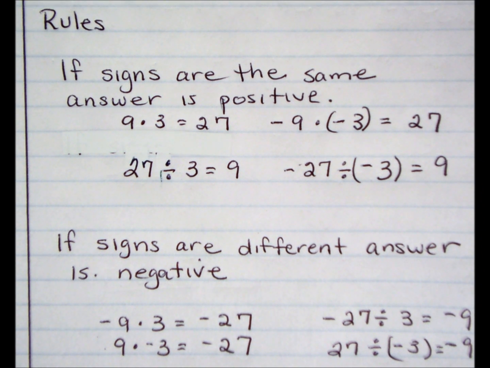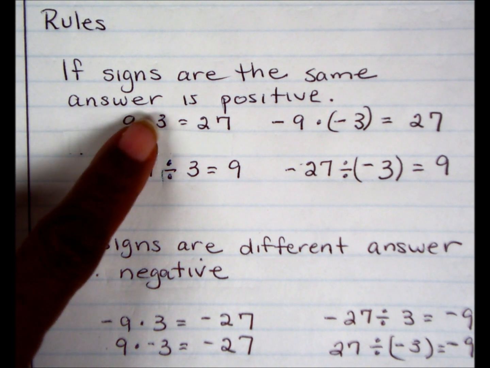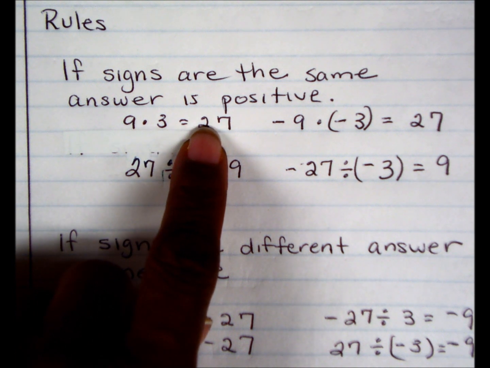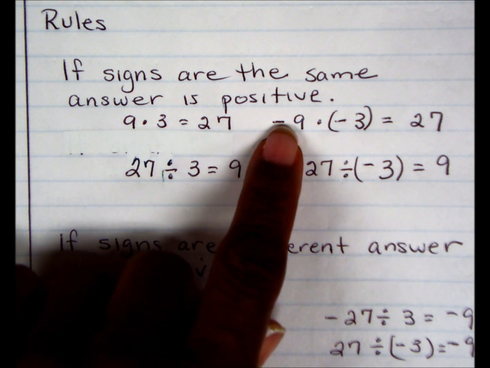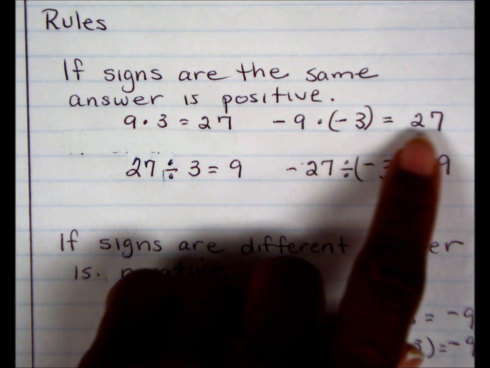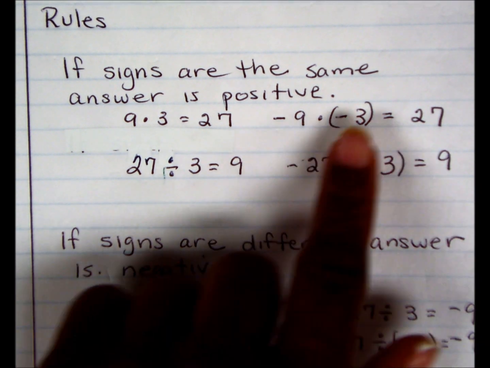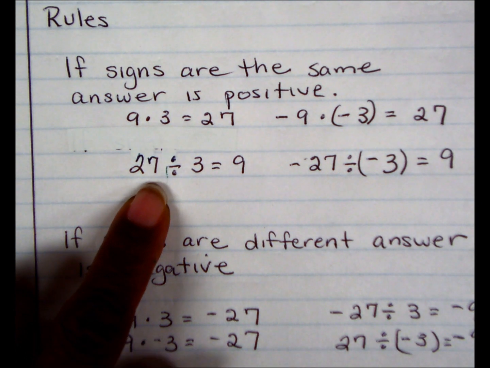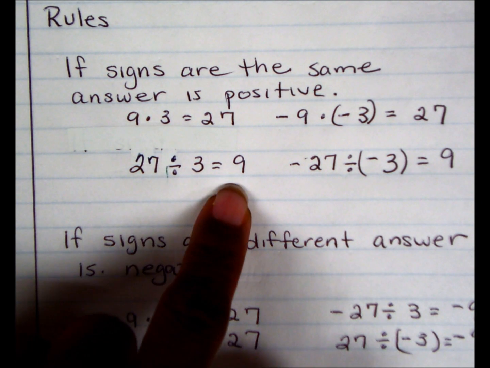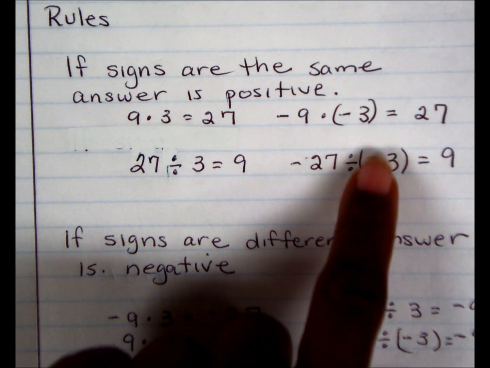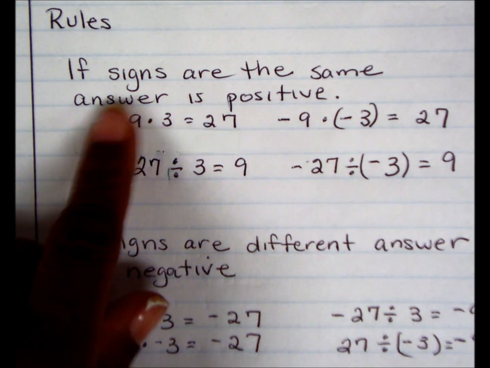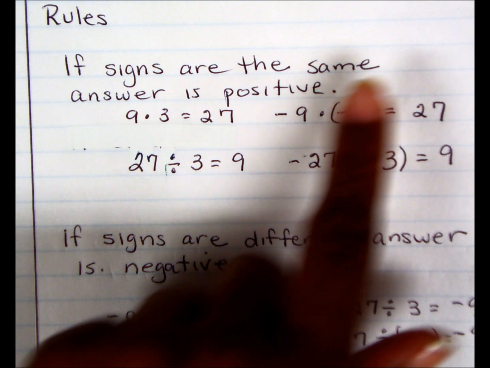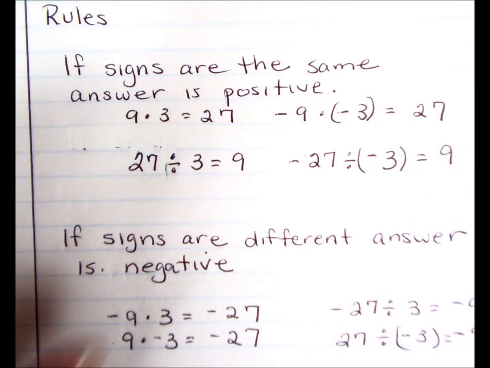Here's the rule. If the signs are the same, the answer is positive. So positive 9 times positive 3 is equal to positive 27. And negative 9 times negative 3 is positive 27. Because the signs are the same, the answer is positive. The same thing happens in division. 27 divided by 3 is equal to 9. Negative 27 divided by negative 3 is equal to 9. If the signs are the same, the answer is positive.